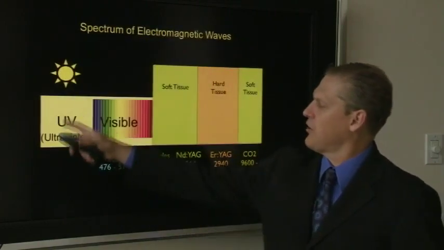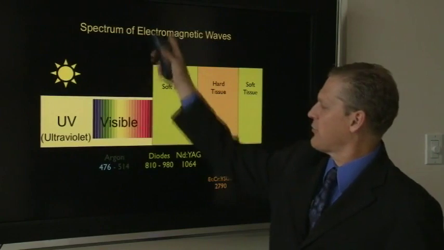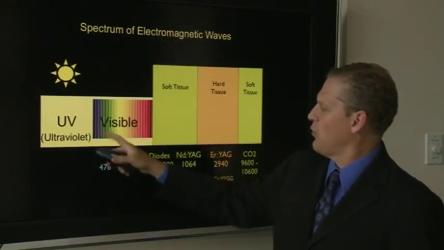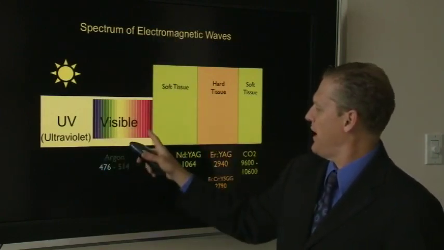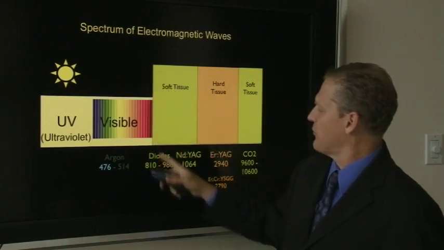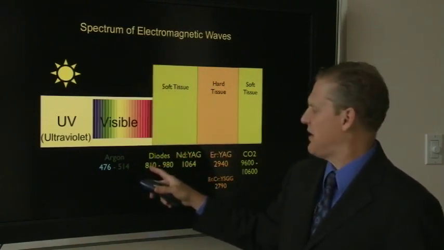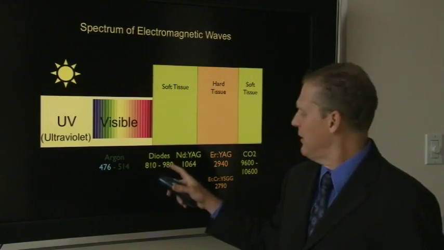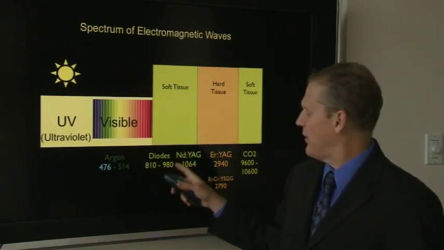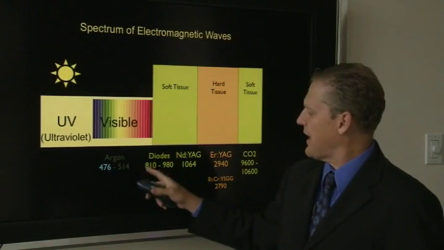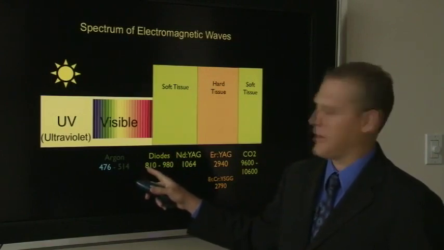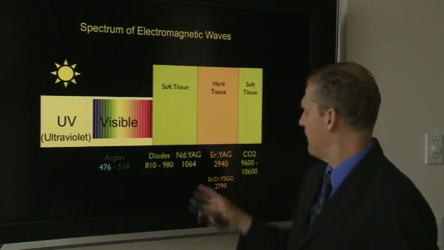So again, you can see ultraviolet on the left-hand side of the electromagnetic spectrum, the visible wavelengths from blue through to red, and the soft tissue lasers, which are beyond the visible wavelengths, fall between 800, 810 nanometers up to 980. There are even diodes now at 1064. The Picasso laser is in the 800 range, 800 to 830.